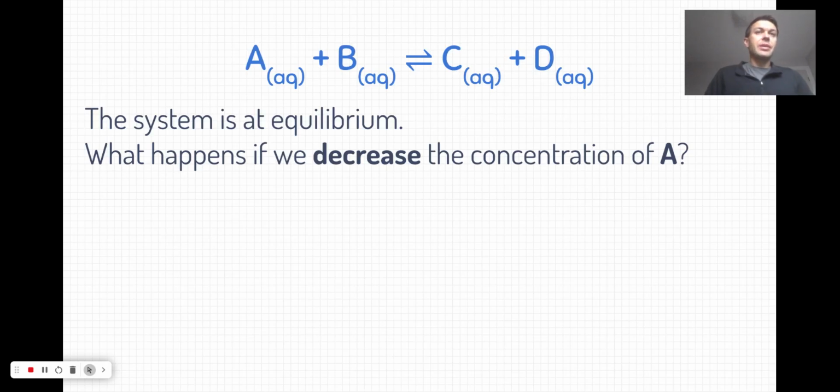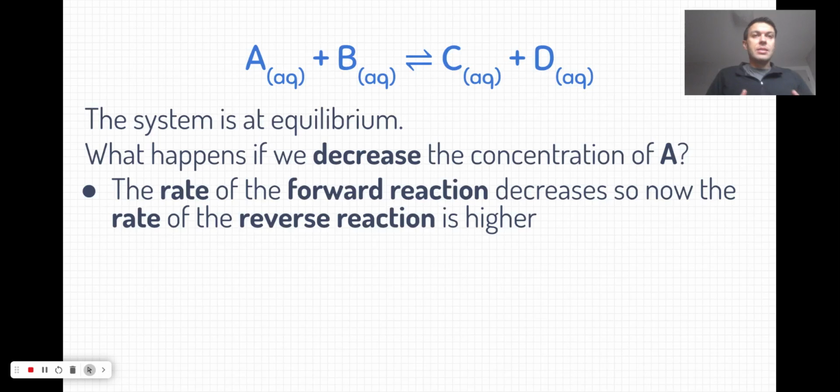Let's now consider the opposite change where we decrease the concentration of A. Since now we've decreased the concentration of one of the reactants in the forward reaction, the rate of the forward reaction will decrease. So that means the rate of the reverse reaction is now relatively higher.